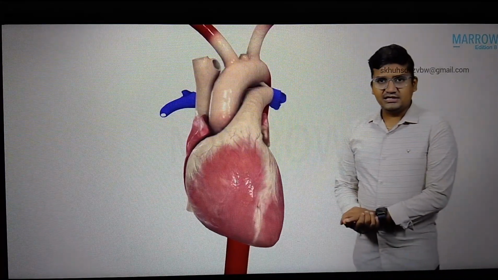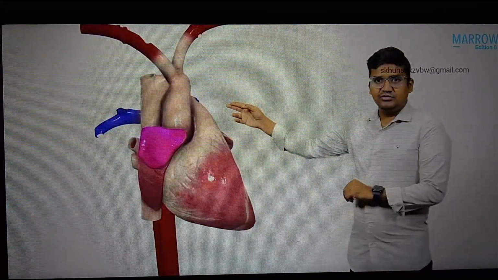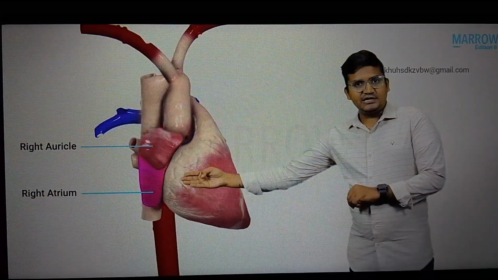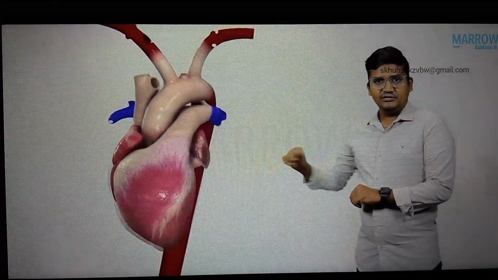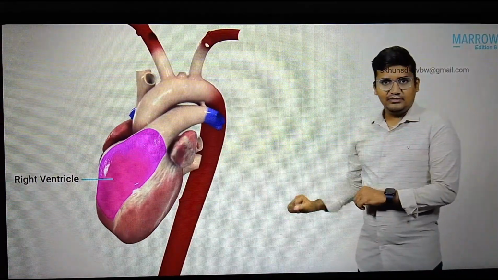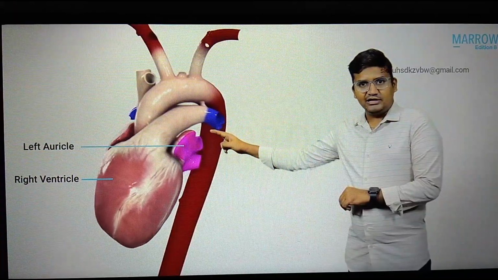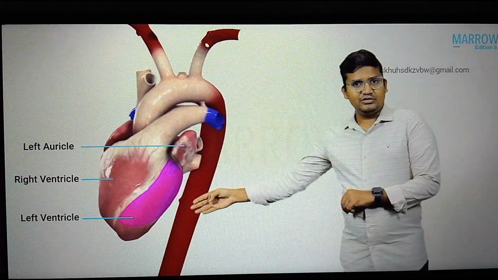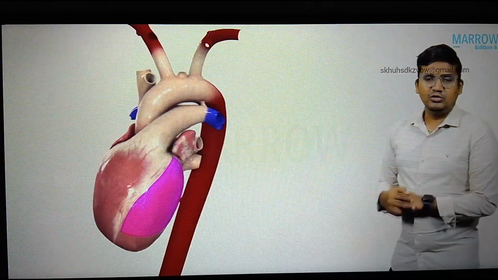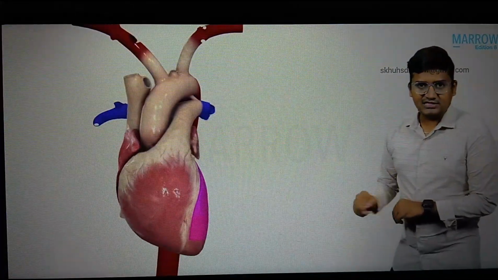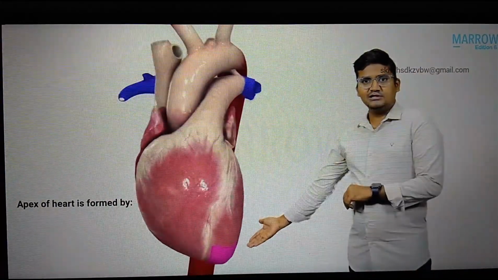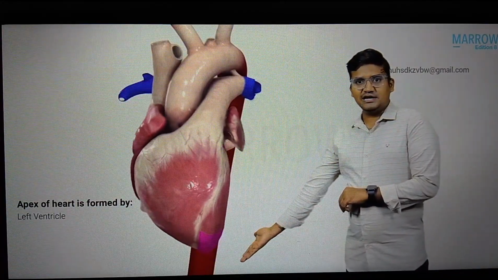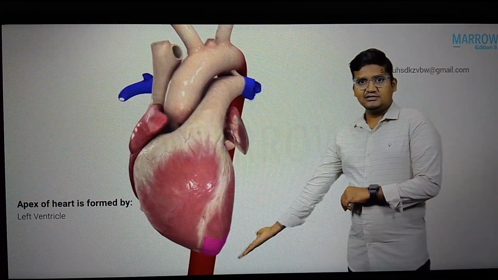Now we're going to see some basic animations in the heart. Now that is our right auricle. Below that is the right atrium. This is right ventricle. And that is our left auricle. And just below that is the left ventricle. Okay, right. Now who will form the apex? The apex is formed by this part only, that is our left ventricle. See my hand that is touching the heart, no? That is the apex.